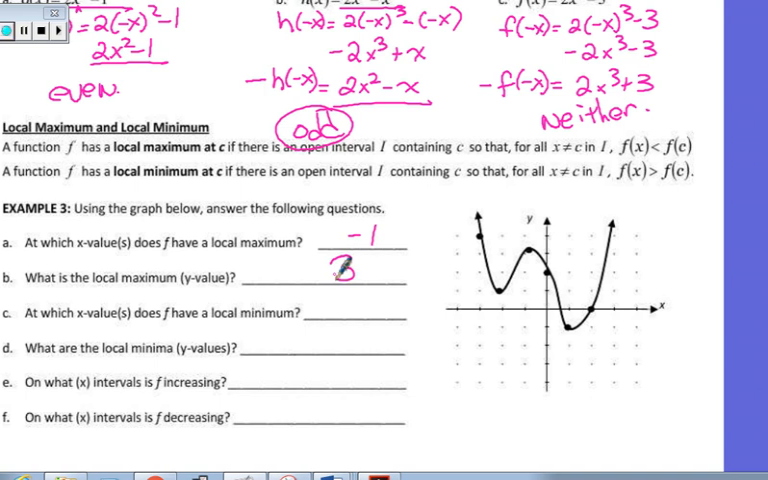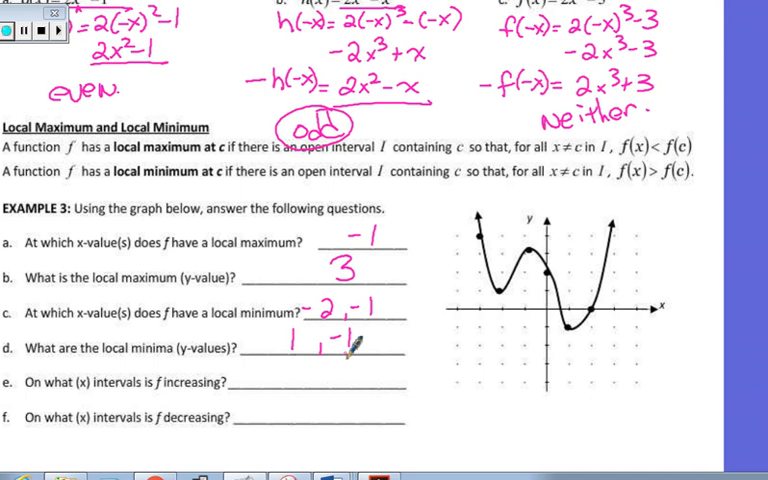At which x values does f have a local minimum? So we're looking here because there's a turn, and over here. So that would be at -2 and -1. What are the local minima, the y values that we're looking at? So the y value here is +1, and over here it is -1.